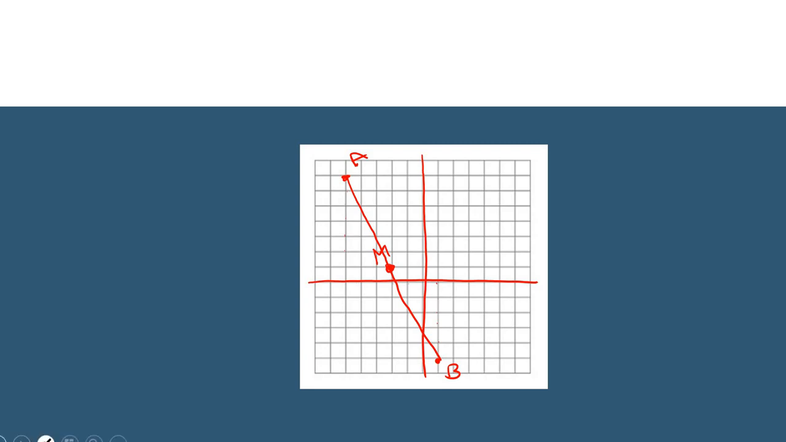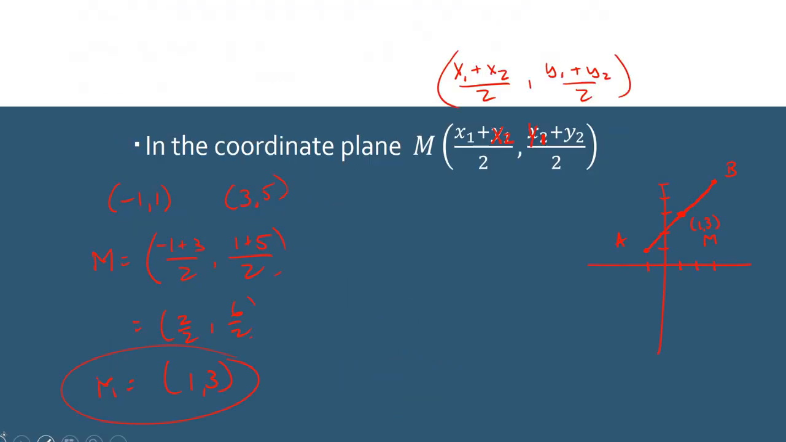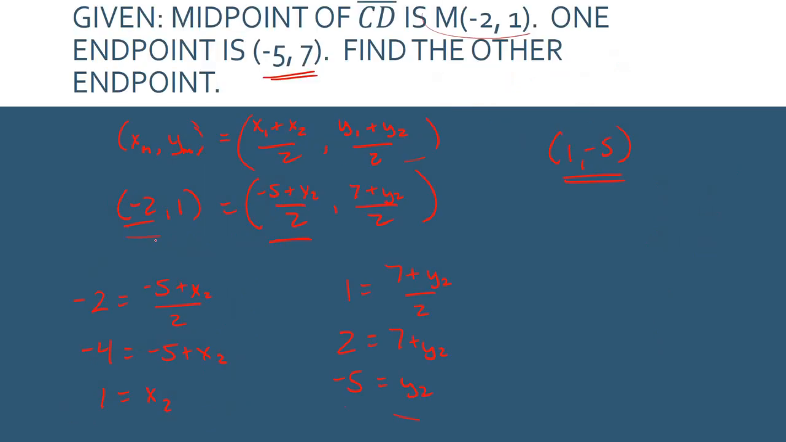So sometimes you will be given both endpoints. You plug them in to find the midpoint. And sometimes you'll be given a midpoint and one of your values, and you have to use two separate equations to find the other endpoint. So that's midpoint on a number line and a coordinate plane.